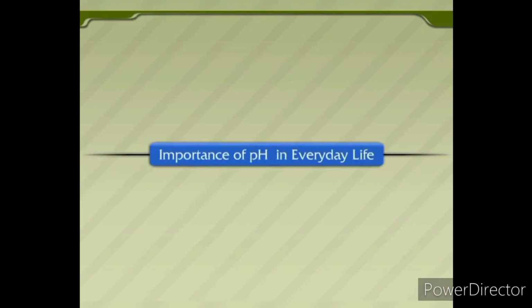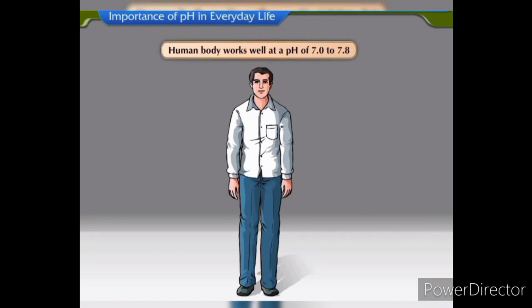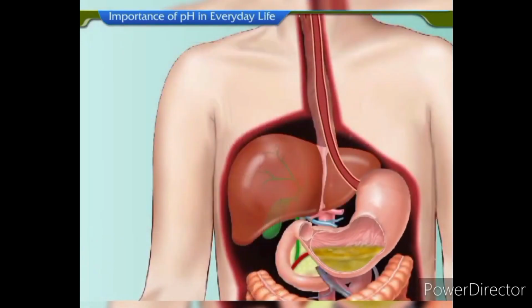Importance of pH in everyday life. What is the importance of pH in our everyday life? Our human body works well at a pH of 7.0 to 7.8. Our stomach produces hydrochloric acid, which helps in the digestion of our food.